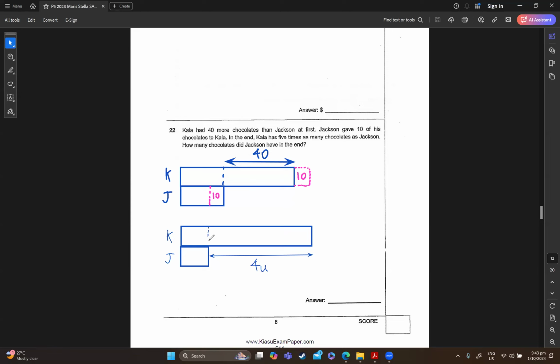Okay, so you'll be wondering, what is this 4 units? So let me just show you. If I were to show the exact size of the 4 units, do you realize it's actually 10 plus 40 plus 10? Do you see it? 10 plus 40 plus 10. So 4 units is actually 10 plus 40 plus 10, which is 60. So 1 unit will be 60 divided by 4, which is 15. So don't forget, Jackson in the end has only 1 unit, right? So 1 unit is 15. Done.